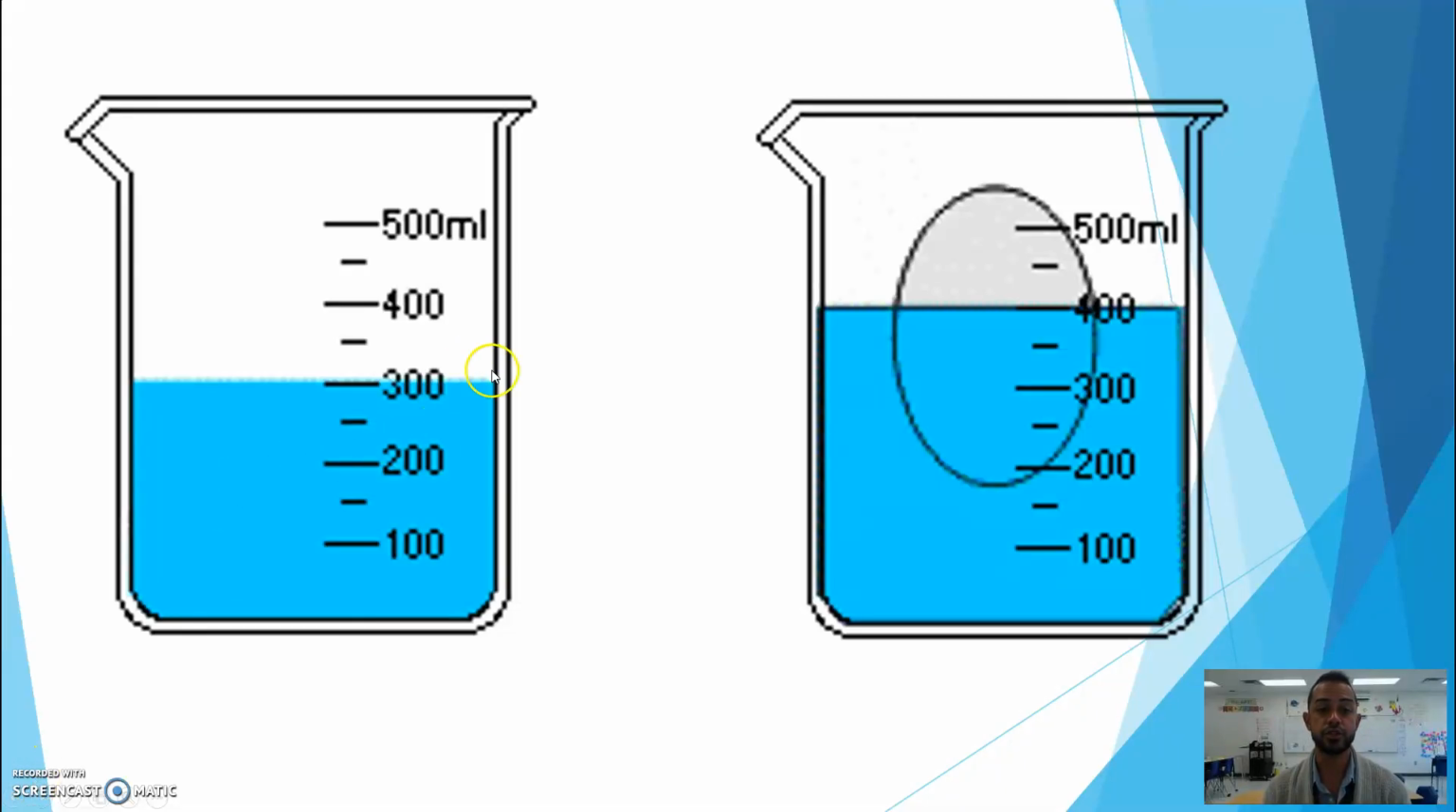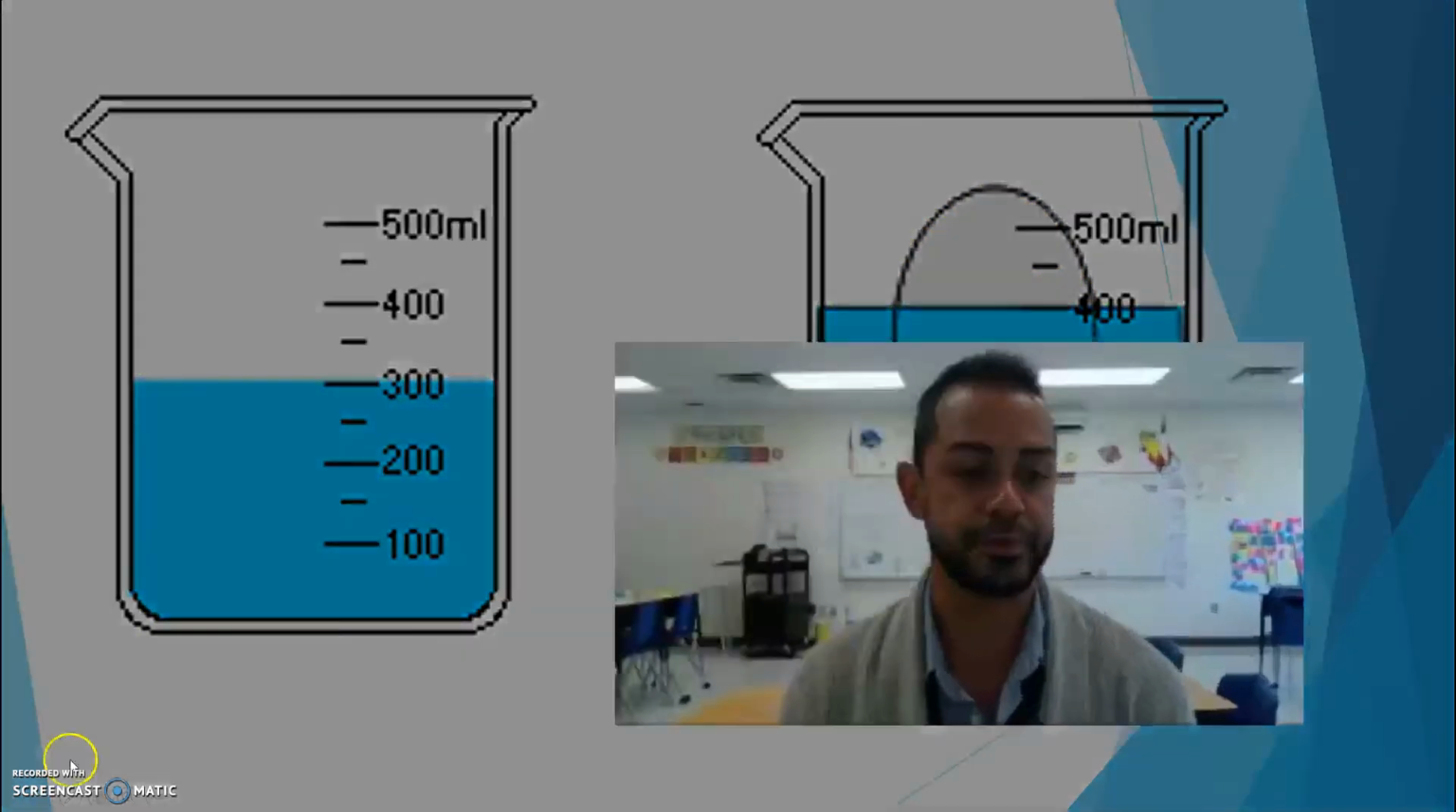Again guys, we need to have an initial amount of water. In this example, we have 300 milliliters of water. Then when we put an object inside of the beaker, we have a second measurement of water. Now we have 400 milliliters of water. If we subtract 400 milliliters of water minus 300 milliliters of water, the result is 100 milliliters. So that is the volume of this object. In this case, we have an egg, right? So the volume of the egg is 100 milliliters.